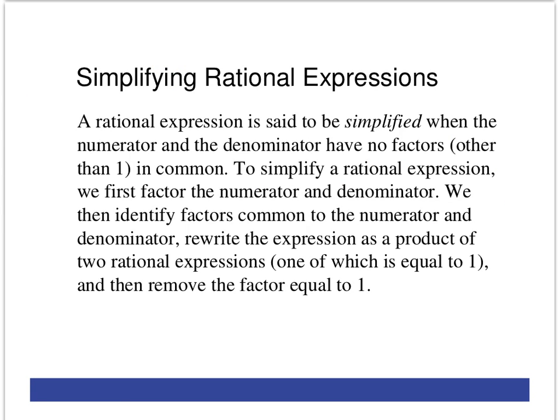So simplifying rational expressions. A rational expression is said to be simplified when the numerator and the denominator have no factors other than 1 in common. To simplify a rational expression, we first factor the numerator and the denominator. We then identify factors common to the numerator and the denominator, rewrite the expression as a product of two rational expressions, one of which is equal to 1, and then remove the factor that is equal to 1. It sounds harder than it actually is.